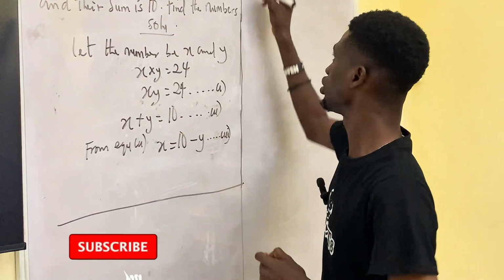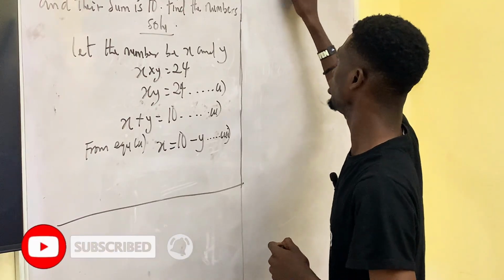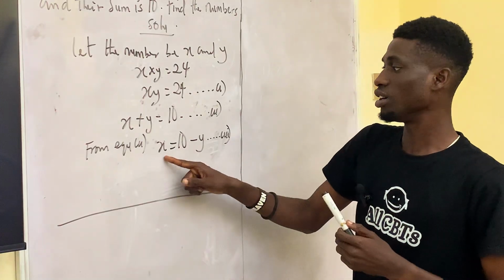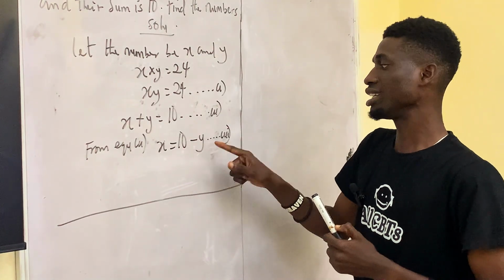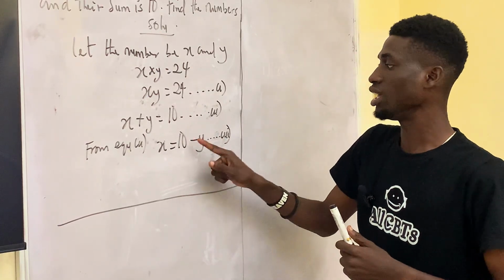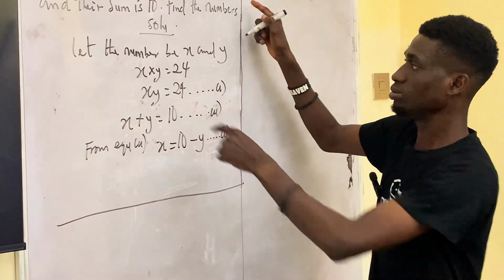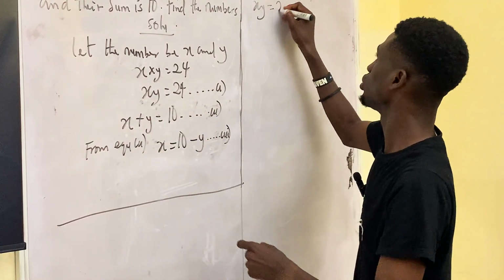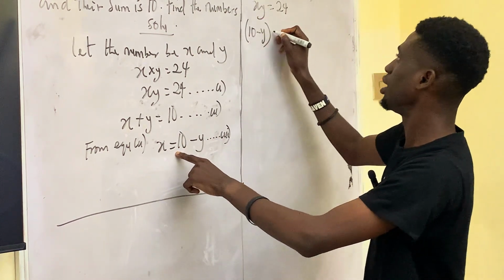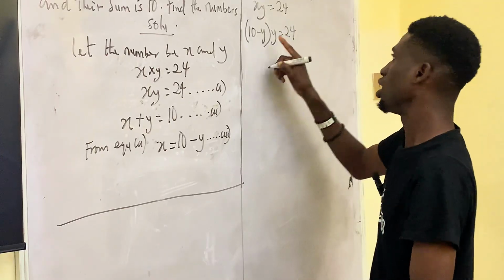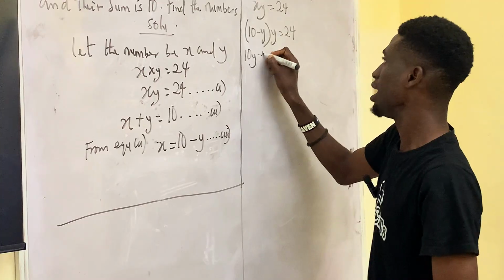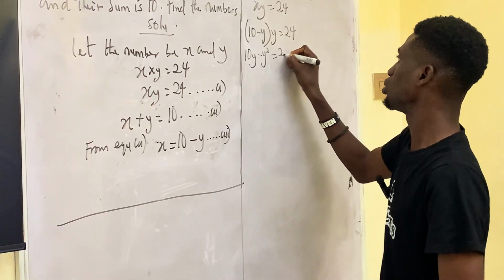So now let's substitute x into equation 1. Since we know that the value of x is 10 subtracted by y, let's bring this into equation 1. Anywhere we are seeing x, we'll be seeing 10 minus y. So bringing it here, xy equals 24. So my x now is 10 minus y, in brackets, times y equals 24. Multiply the bracket, so you have 10y minus y squared equals 24.